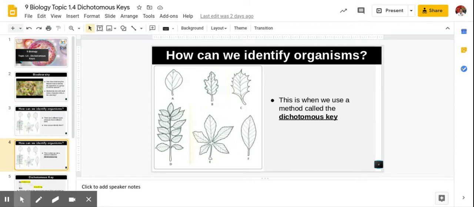And remember, when you do the dichotomous key, it is very important that you have good observational skills, right? So as you can see over here, you will be able to identify some features, whether it's the number of leaves or the outline of the leaf, whether it is sharp, whether it is rounded, for example.